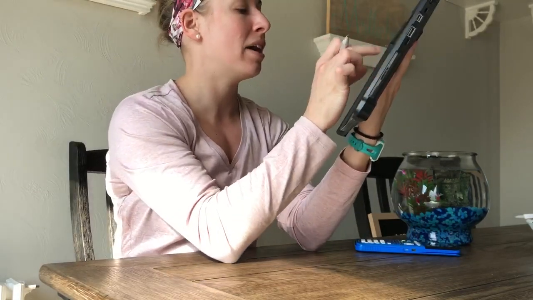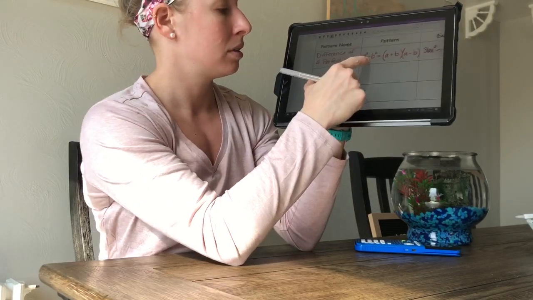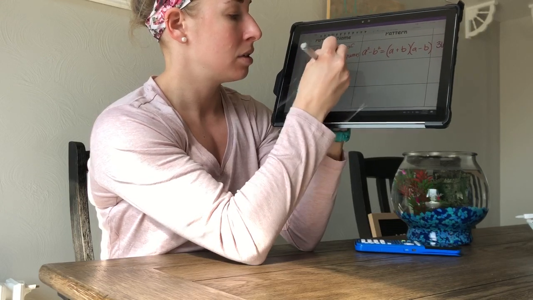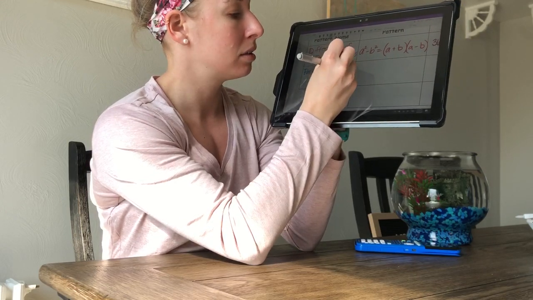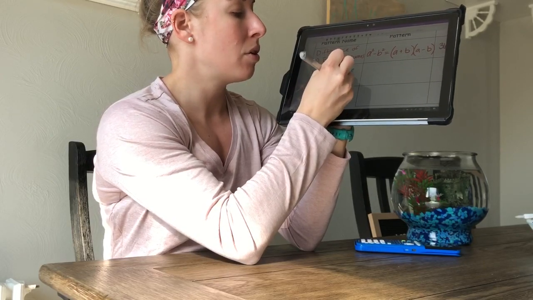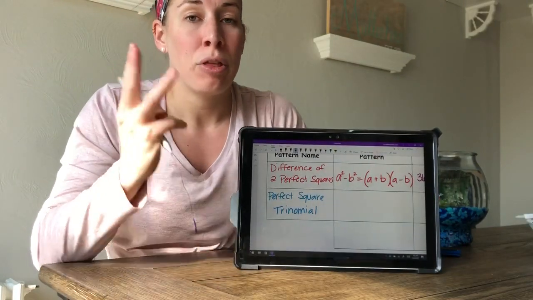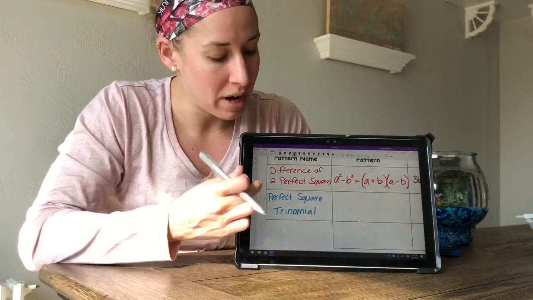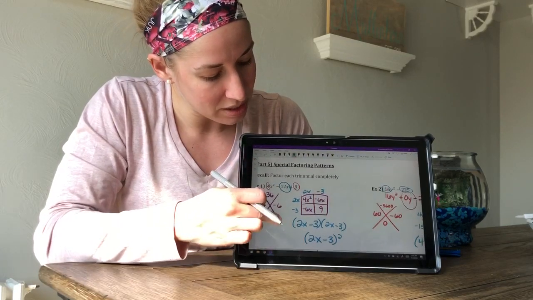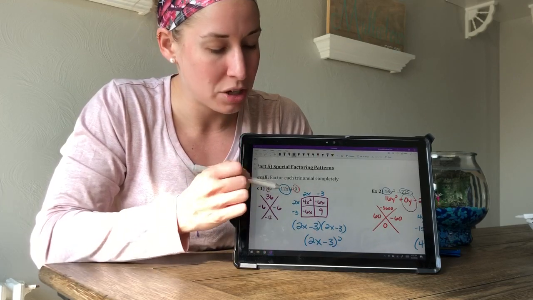All right, the second pattern is called a perfect square trinomial. So the names tell you quite a bit. Trinomial meaning 3 terms. Perfect square. The first and the last will both be perfect squares. Okay, just like our first example here. 4x squared, 9. Perfect square trinomial.